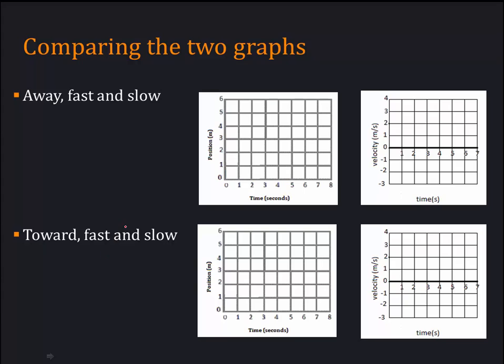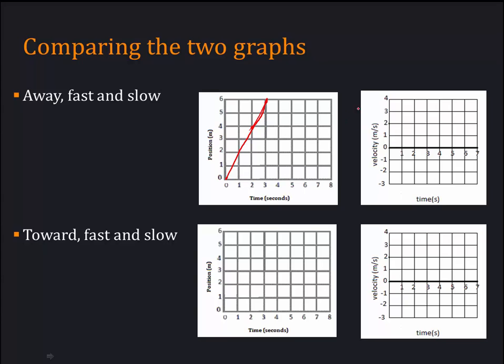Now, let's take a look at comparing these two graphs. On a position time graph, if I'm going to move fast, I need a fairly steep slope. So I'm going to go from the reference point, and I'm going to go up 2 meters every second. 2 meters in 1 second, and so on.